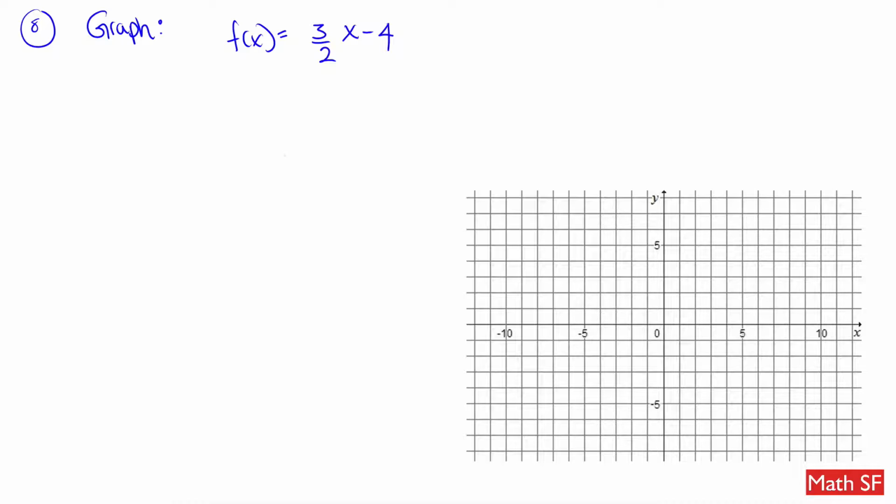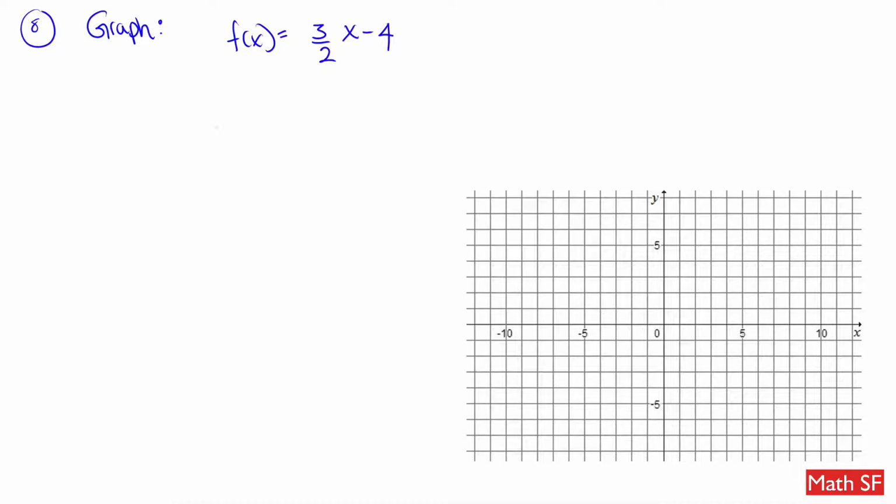In problem number 8, they're telling you to graph the given function. So we're given the function 3 over 2 x minus 4. One of the things that we're trying to avoid whenever we're graphing is to construct a table of values. So, I mean, you're welcome to do that, but actually do not do it because it's time consuming. We're going to be using a slope and a point in order to graph the equation of the line. But always, if you feel comfortable using the table of values, then just apply the table of values.